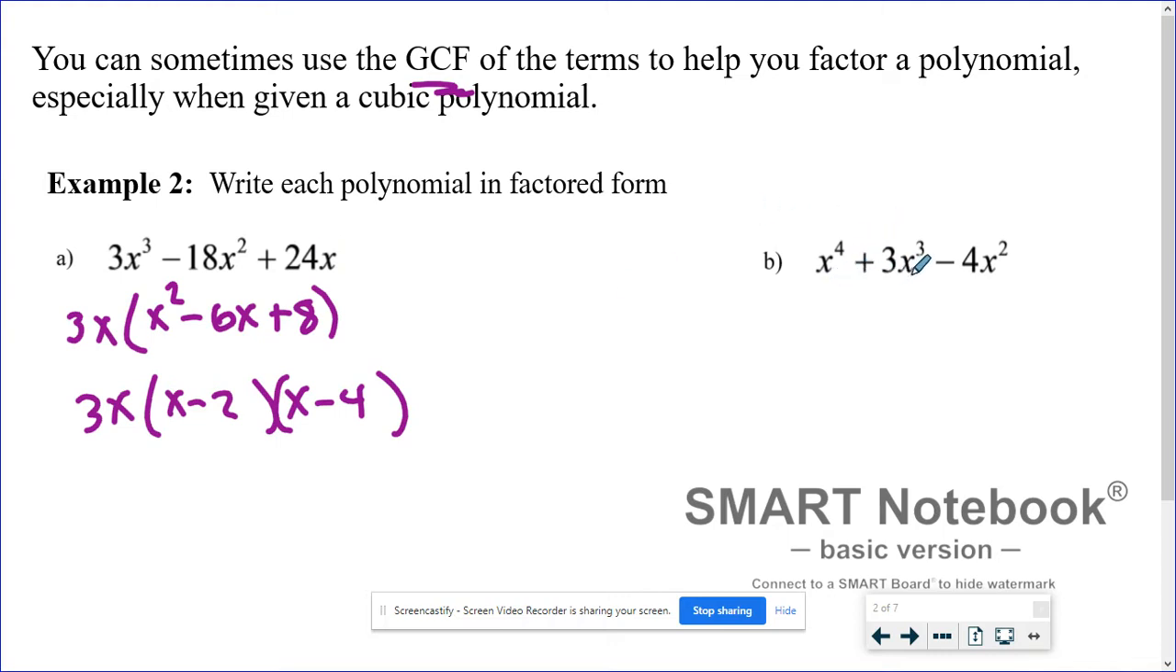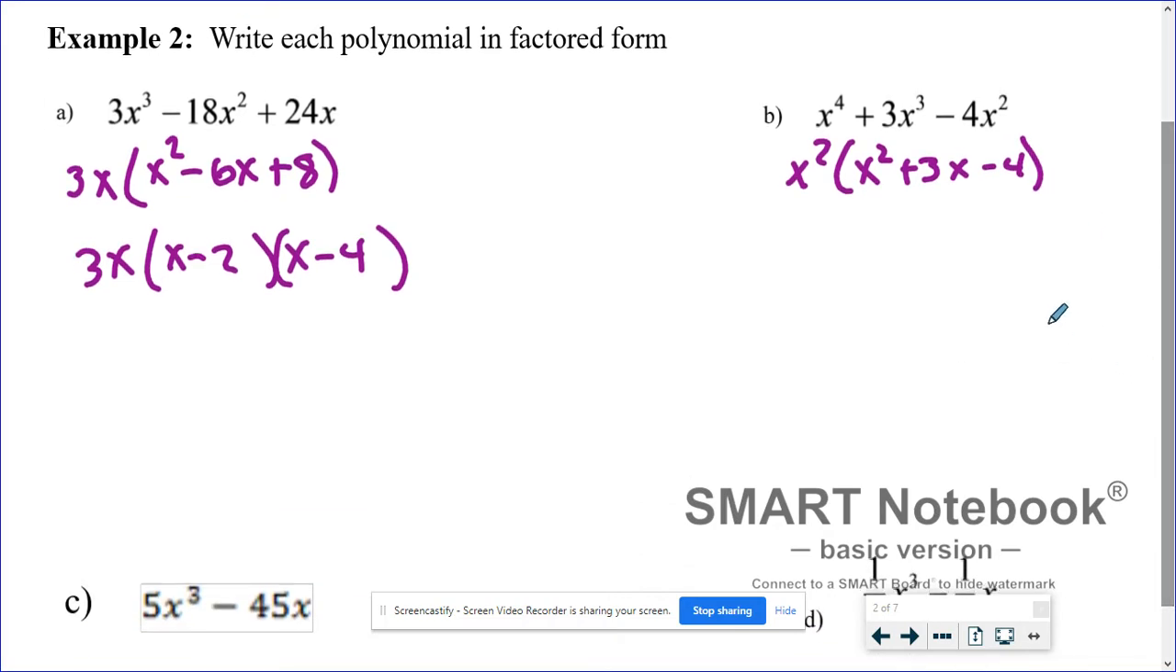Over here for x to the fourth, 3x cubed, and 4x squared, the GCF is x squared. All right, when I divide out, x to the fourth divided by x squared, you get x squared. 3x cubed divided by x squared is 3x. 4x squared divided by x squared is minus 4. What multiplies to negative 4 and adds to 3? So it would be x plus 4 and x minus 1.